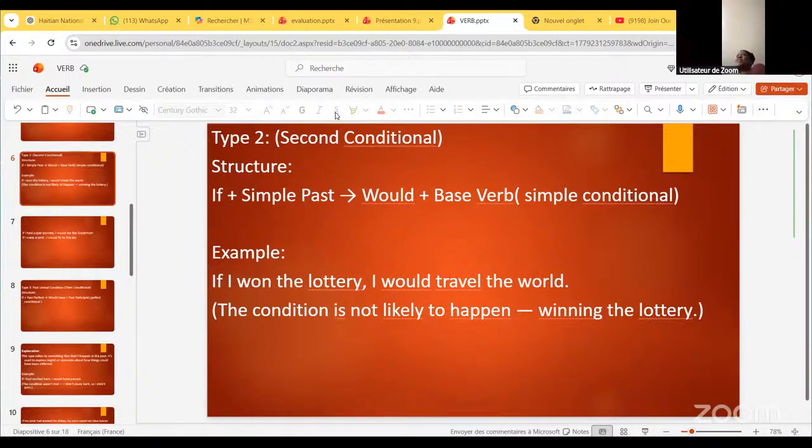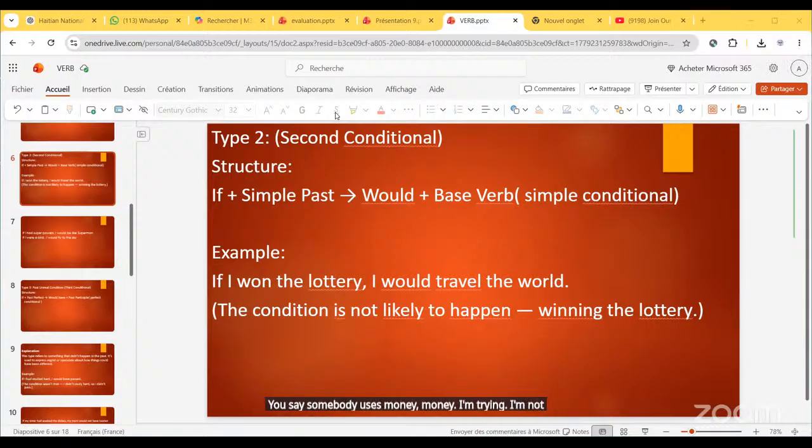Teacher, you say somebody uses money. I'm trying. I'm trying. I do not use it, money. Okay, you want to try, but you won't use money, okay?